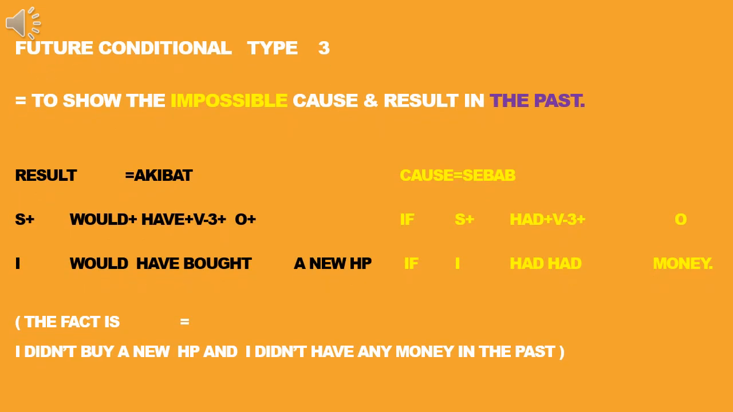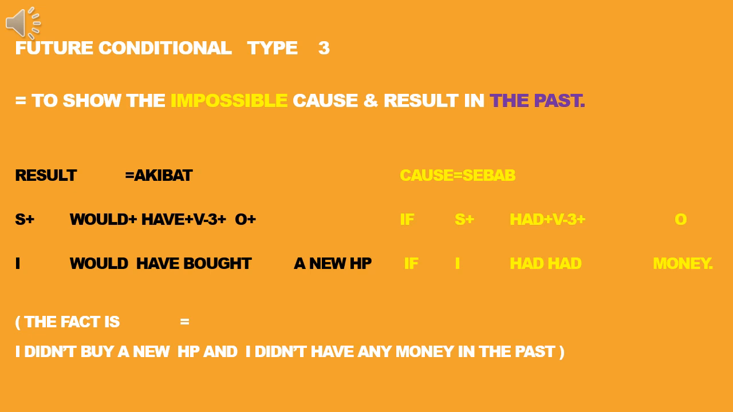Future Conditional Type 3. It is used to show the impossible cause and result in the past. We start from the result and then the cause. The cause is, if I had money, this is penyebab. And then the result, akibat, I would have bought a new handphone.